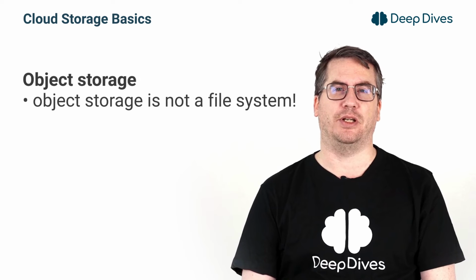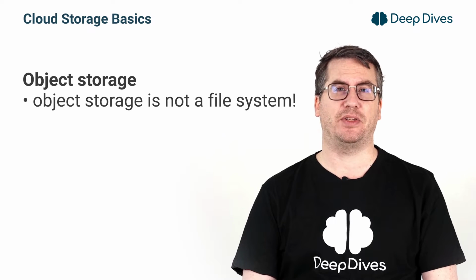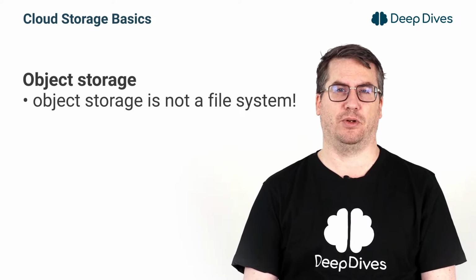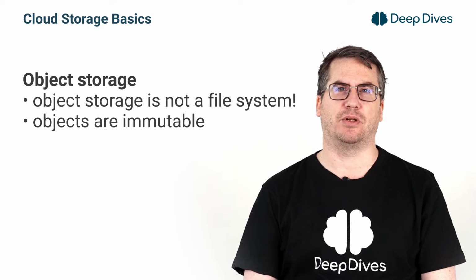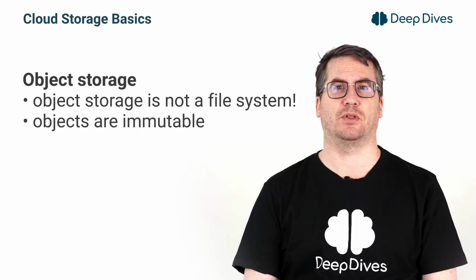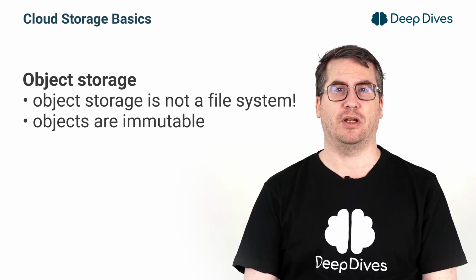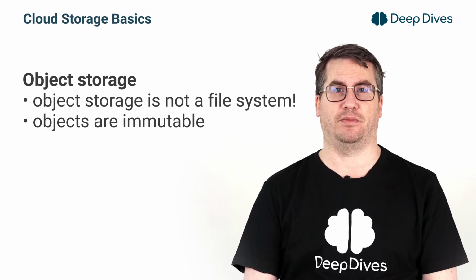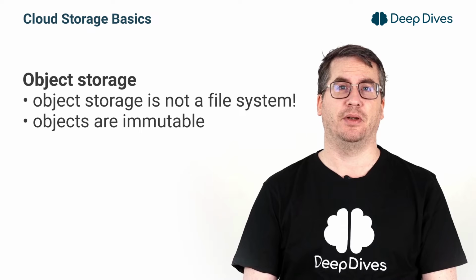Google Cloud Storage is object storage. Now, how is that different from a normal file system? First of all, objects in object storage are not mutable. So you cannot change an object that you have uploaded. The only way to do that is to download that object, change it on your local file system, and then re-upload it, overwriting the older version.